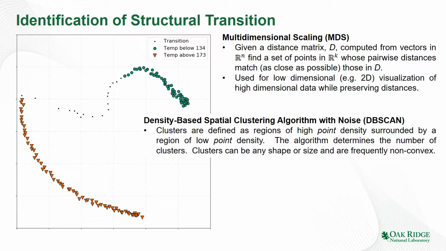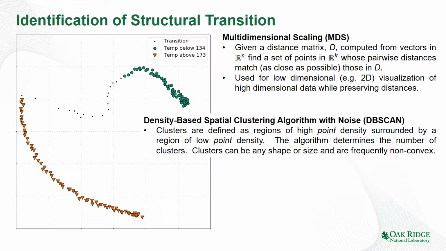The figure on the left shows the result of using multidimensional scaling and DBSCAN on the data provided. DBSCAN generated 2 clusters. The first cluster, indicated with green circles, happened to contain all the intensity curves whose temperature was under 134 degrees. I'll call this the cool cluster. The second cluster, indicated with orange triangles, happened to contain all the intensity curves whose temperature was above 173 degrees. This I'm going to call the warm cluster. In between are these small black dots which were not clustered. DBSCAN considered these points noise, and I'll consider them as transition temperatures.